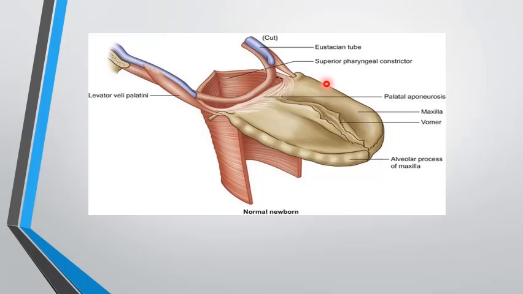Blood supply of the palate is from the greater palatine artery, from the greater palatine foramen here, and the lesser palatine artery.